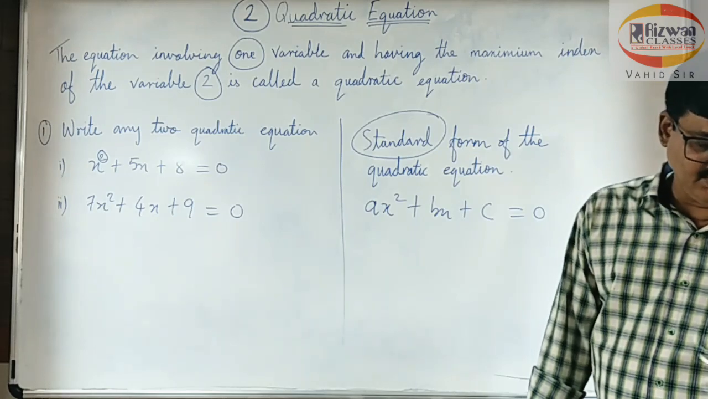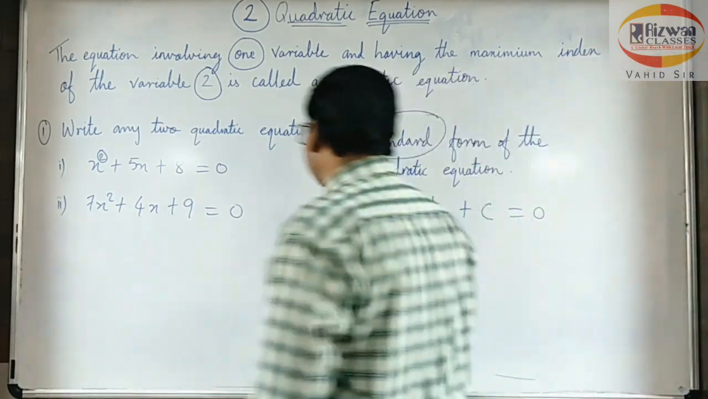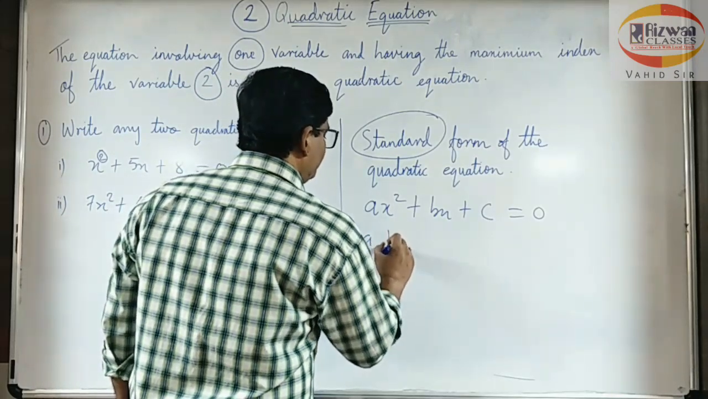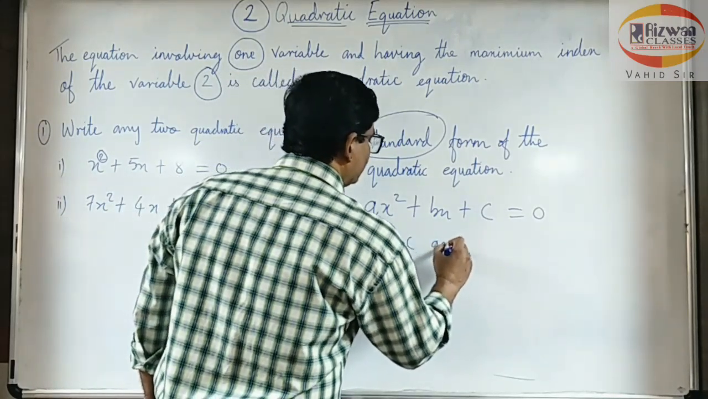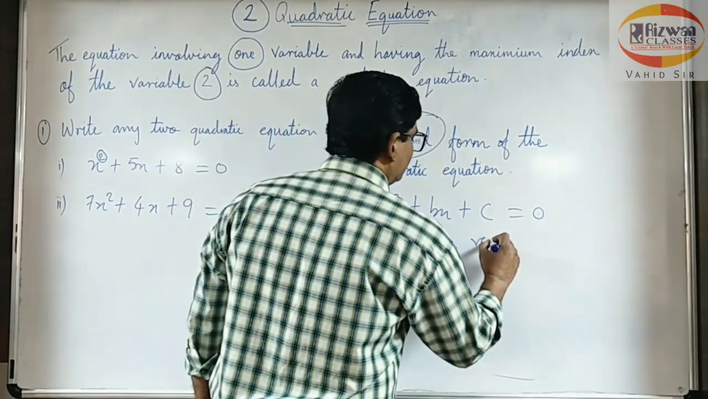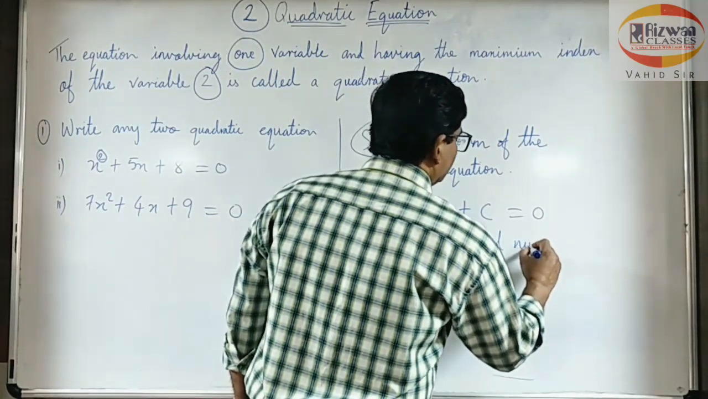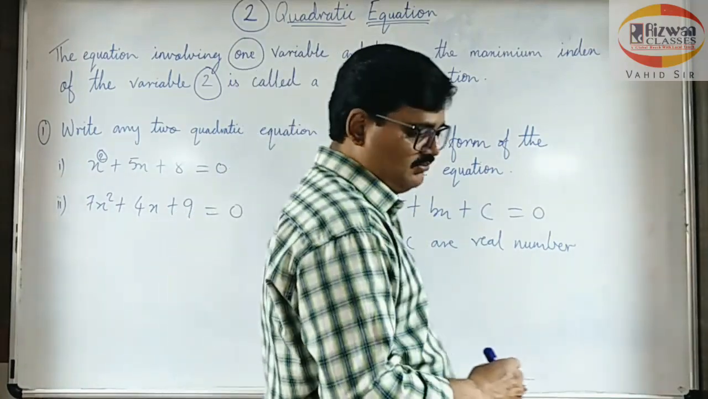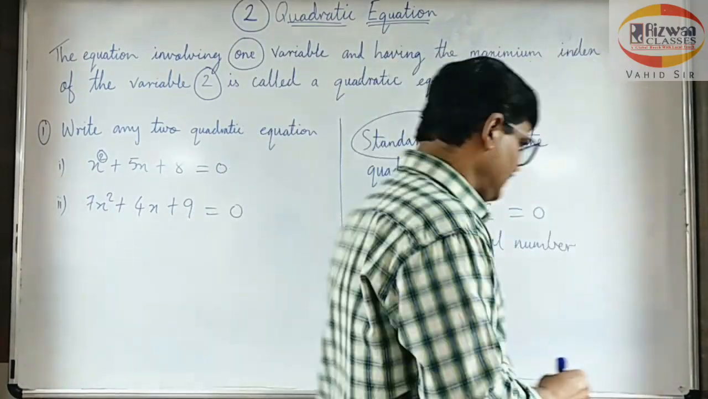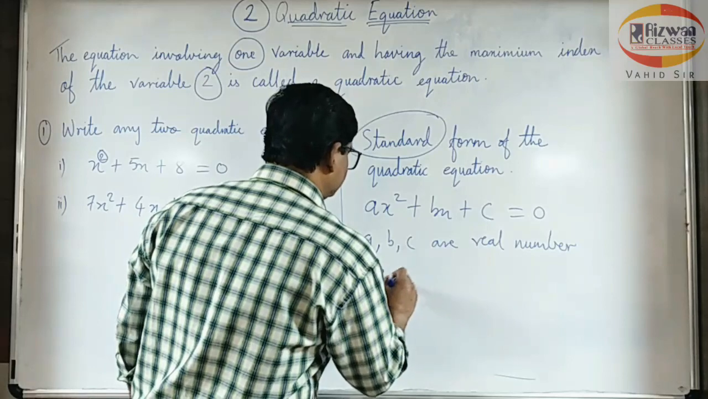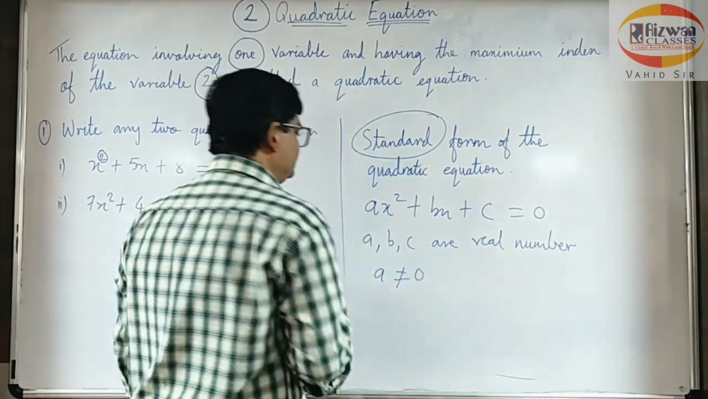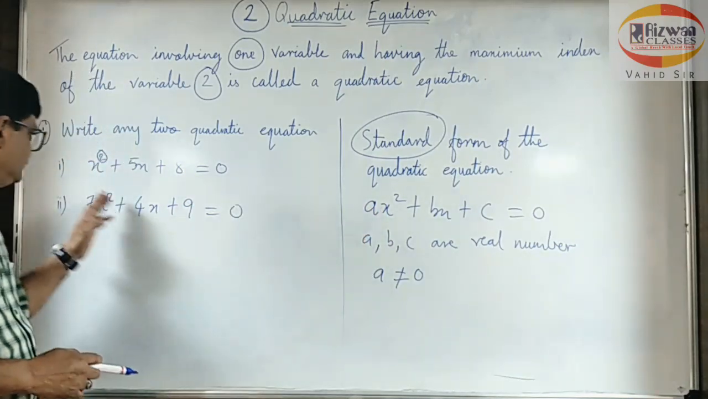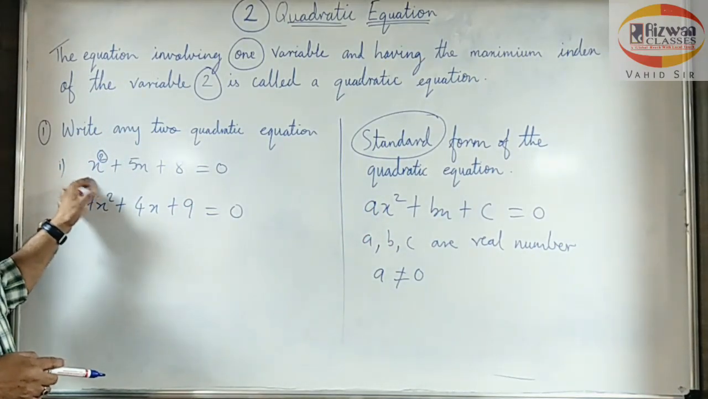Here a, b and c are real numbers. Remember that. Everybody knows what real numbers are. And one important part is that a must not be 0. A is not equal to 0. Now I'll compare this standard form of the quadratic equation with the first equation I wrote as an example.